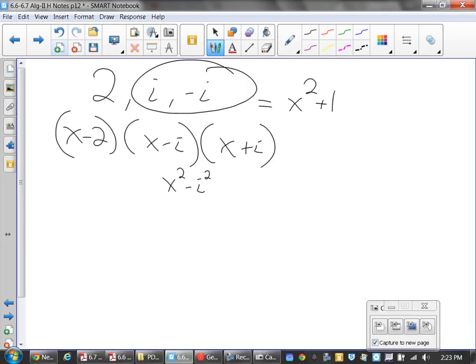Think about how you solve for x. How do you find zeros? If your term is x squared plus 1, and you're going to find the 0, you set it equal to 0, and you get x squared is -1, so x is plus or minus i. That's where I got that.